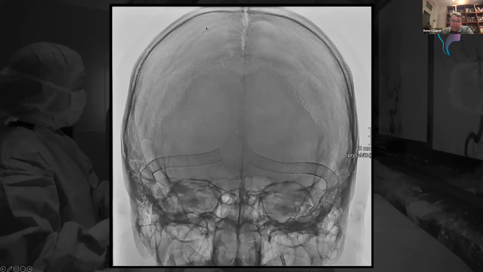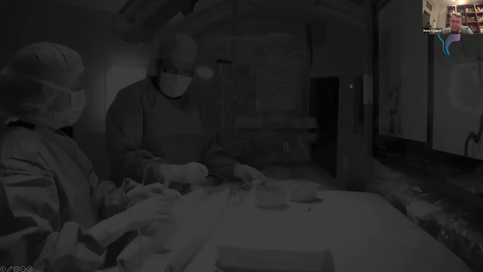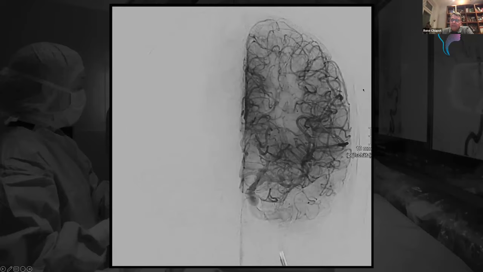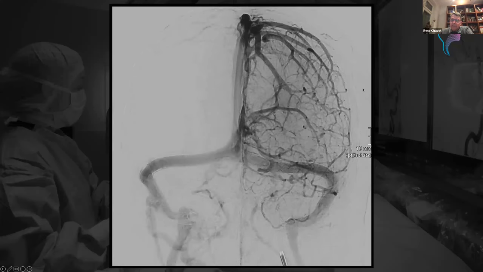And the patient was fine indeed. We stopped the diameters completely. He was indeed very good. Here are the last angiograms.